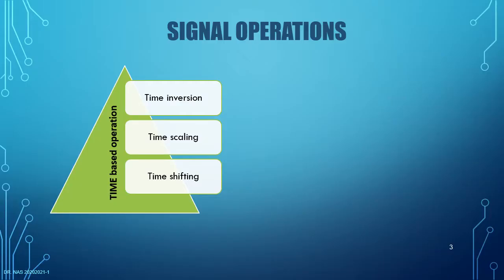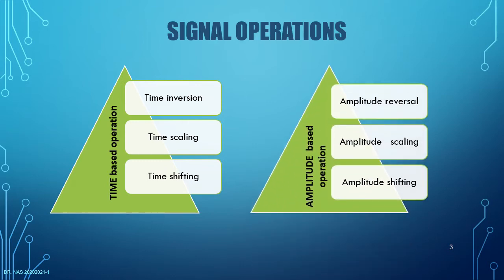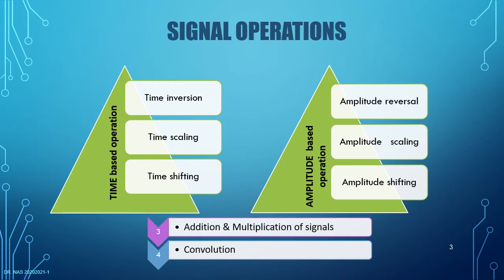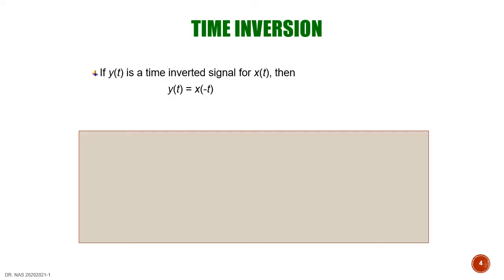This slide shows the different operations in time-based and also in amplitude-based, whether the signal is being inverted, scaled, or shifted in time or amplitude. The signal may also be added or multiplied with another signal. And lastly, we're going to discuss the convolution. Let's look at the first operation in time.